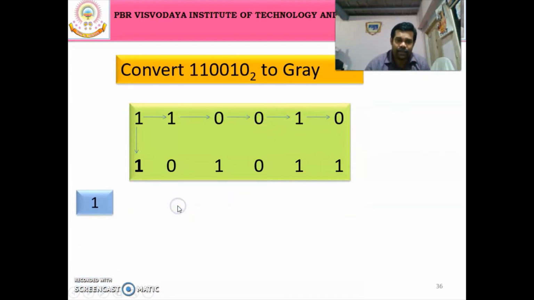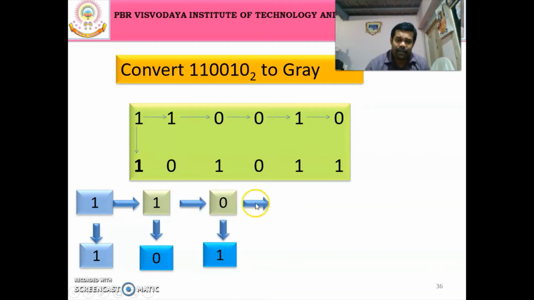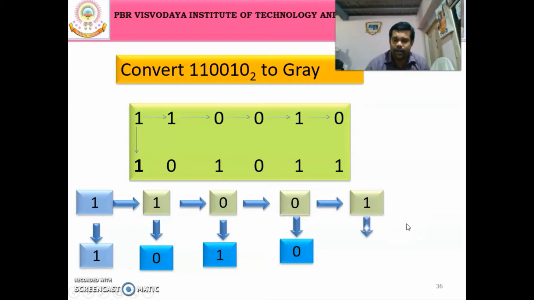The animation will clearly show this. First I am writing the first number MSB as it is. Then I am performing XOR between these two bits. 1 XOR 1 is 0. Then XOR between these two, 1 XOR 0 is 1. Then XOR between these two, 0 XOR 0 is 0. Then XOR between these two, 0 XOR 1 is 1. Then 1 XOR 0 is 1.